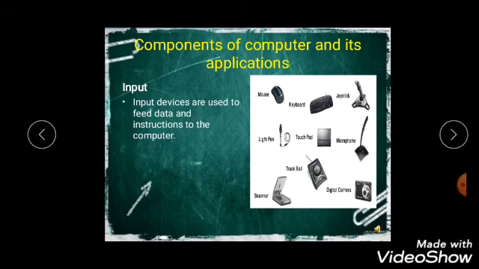The digital cam, we know, is a camera, and the scanner scans the images and documents and feeds them into the computer. And the light pen is a pointing device, also like a mouse. Touchpad is also like a mouse, and the keyboard is an input device. Joystick is used to play games, and the microphone is used to record our voice.